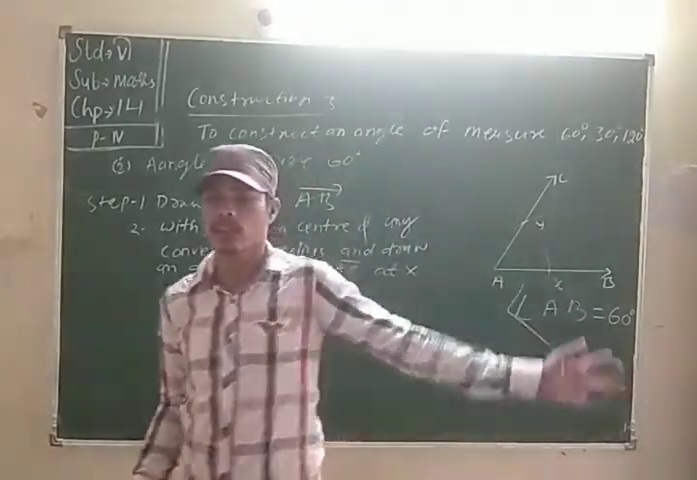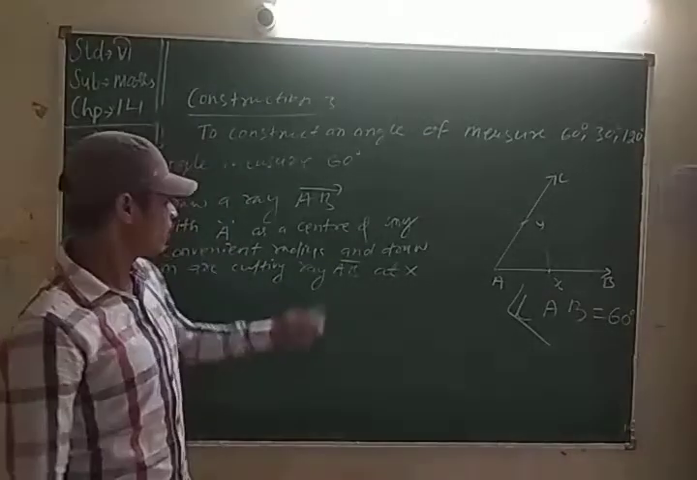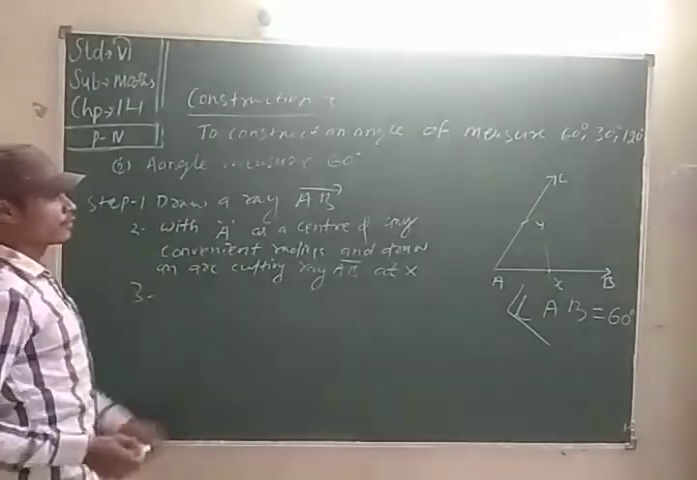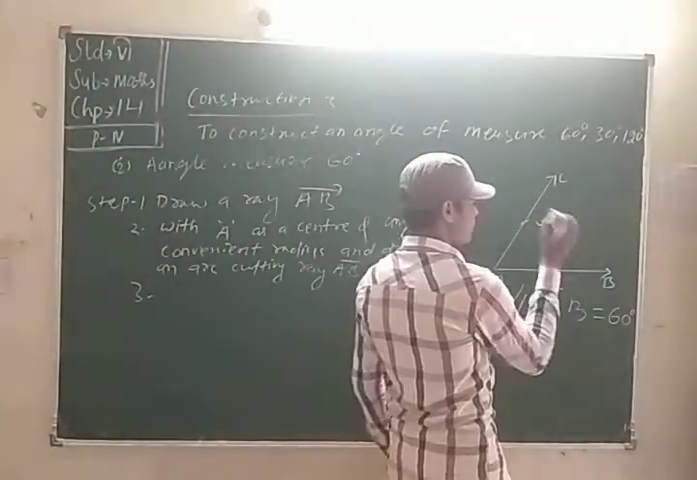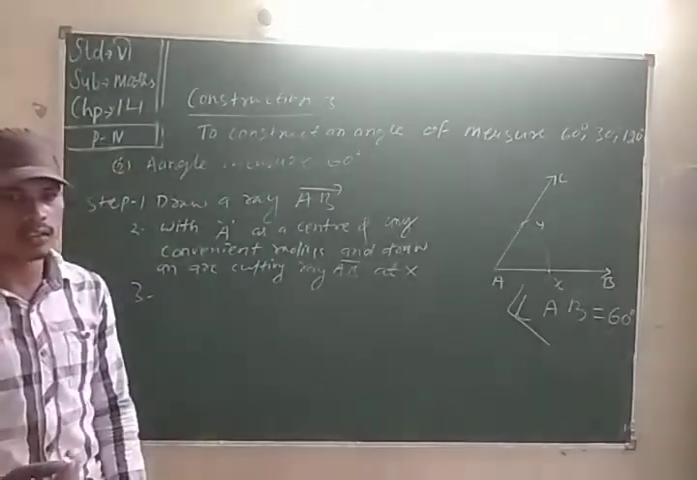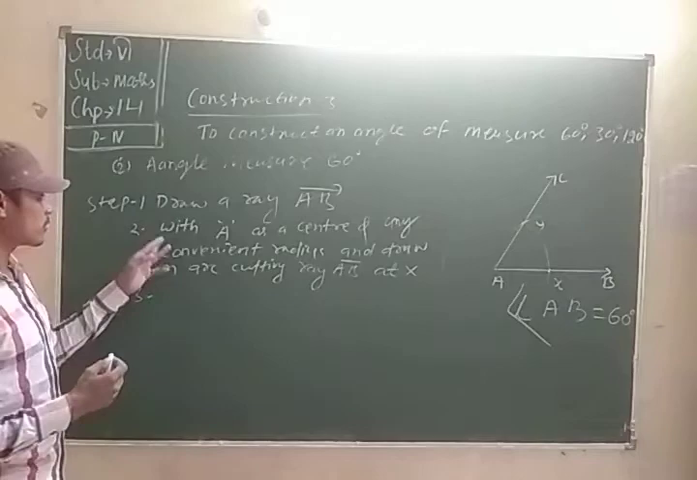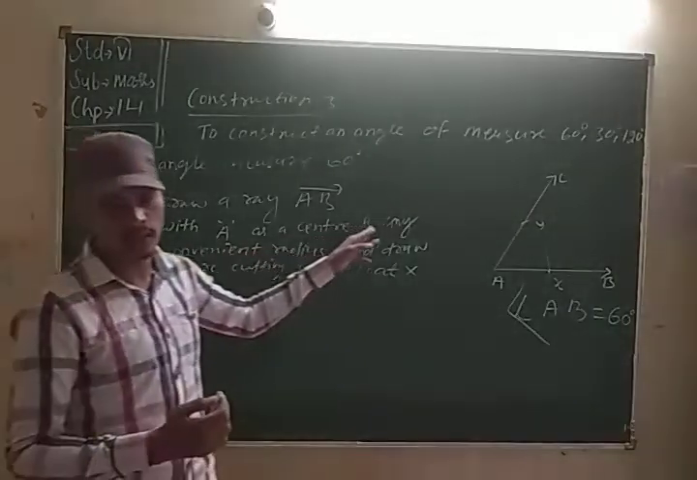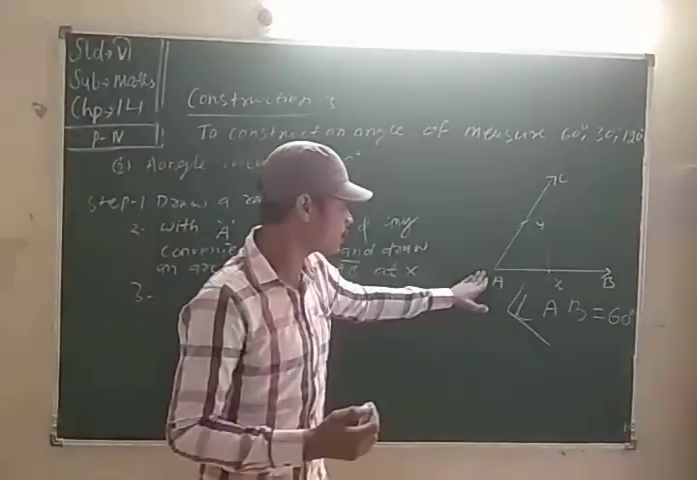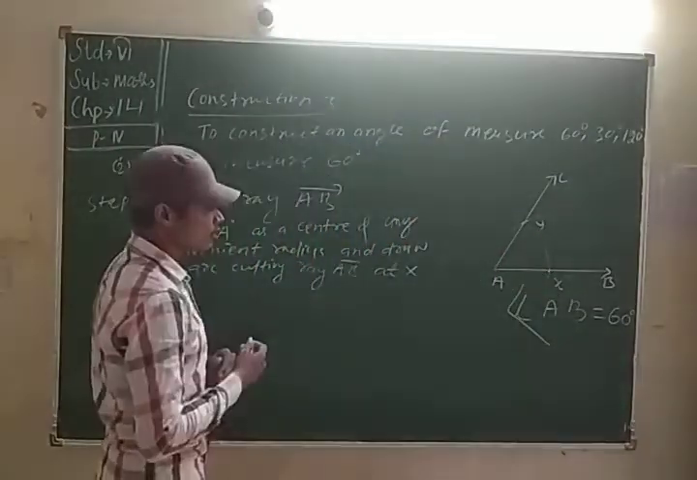We got the point X here. Now we follow the next step. What is the next step? Third step: again take X as a center. That means we can take either as a center. We can also do it with A as a center. Sorry, X as a center.